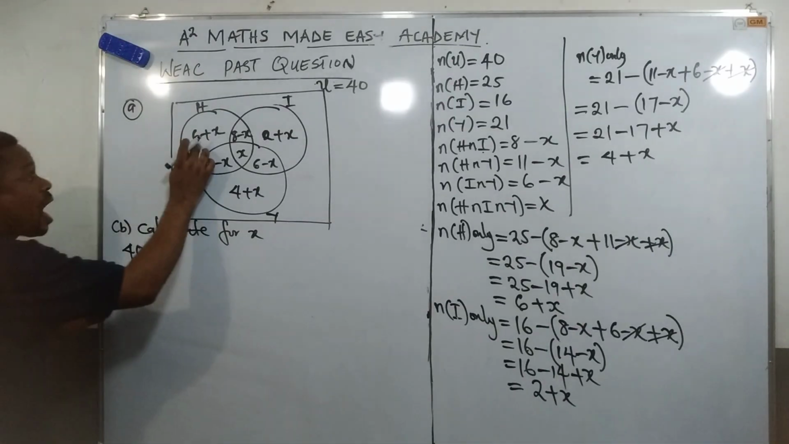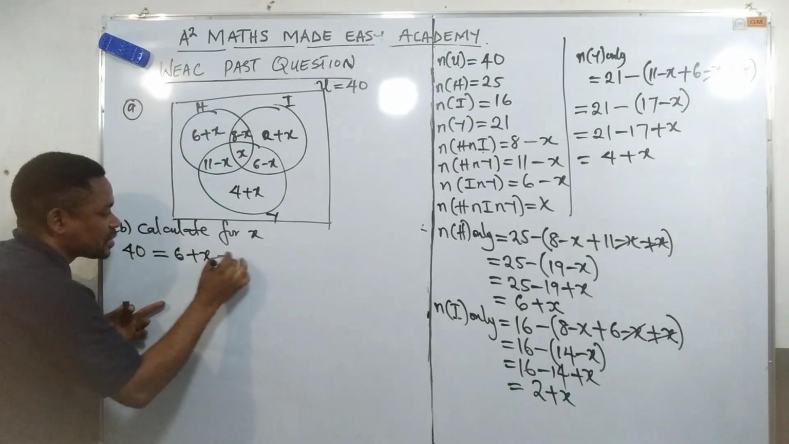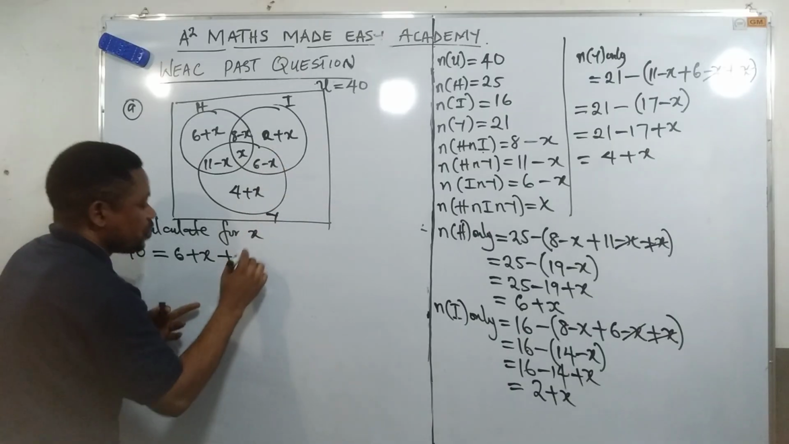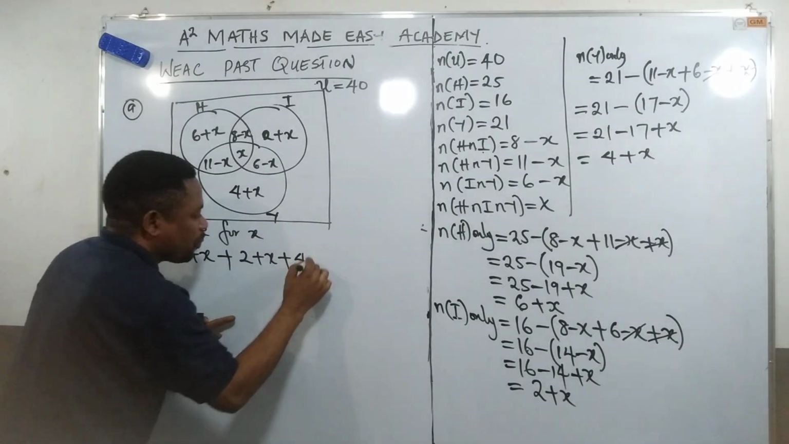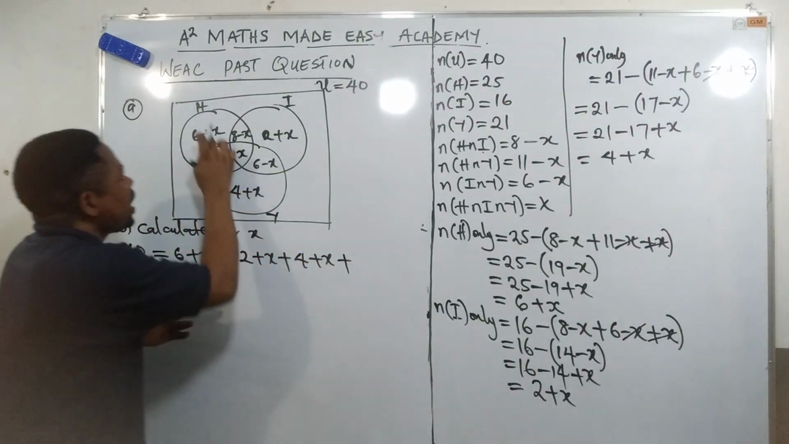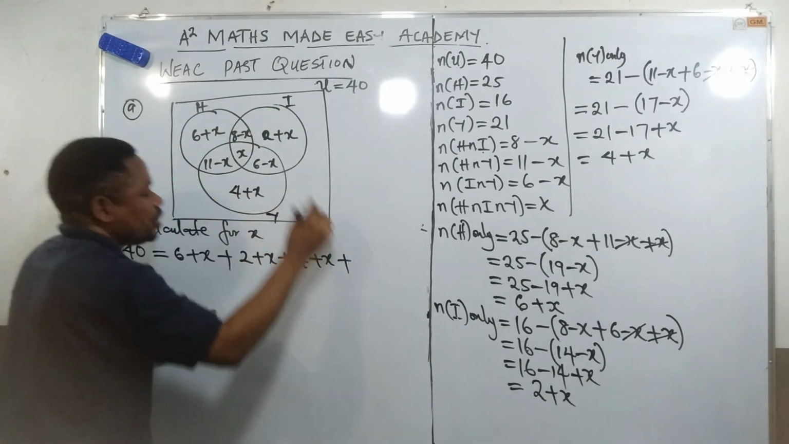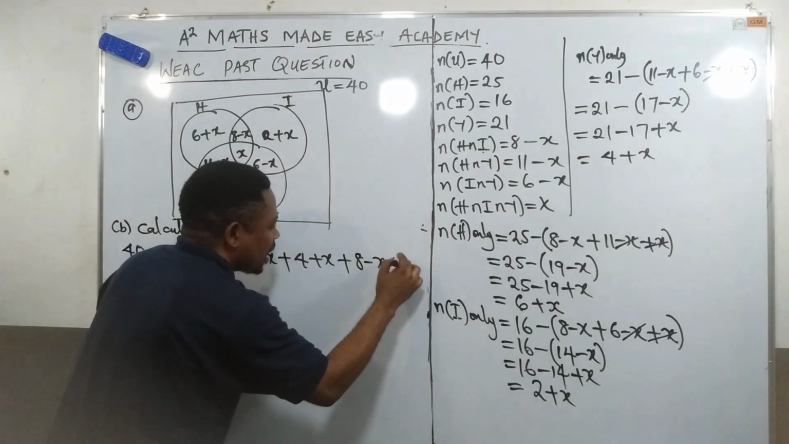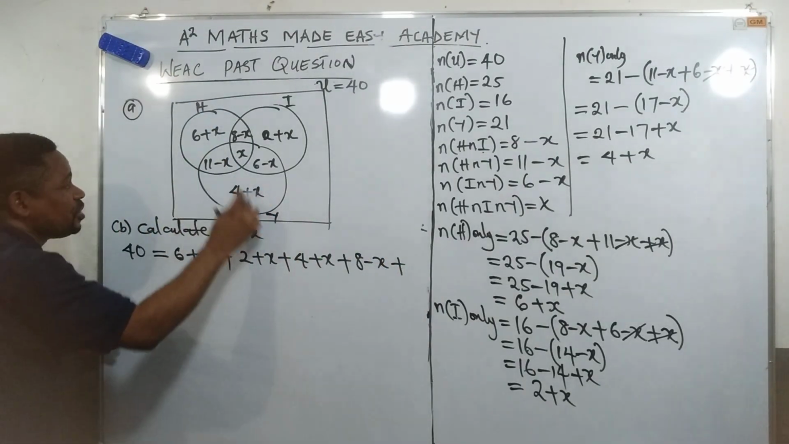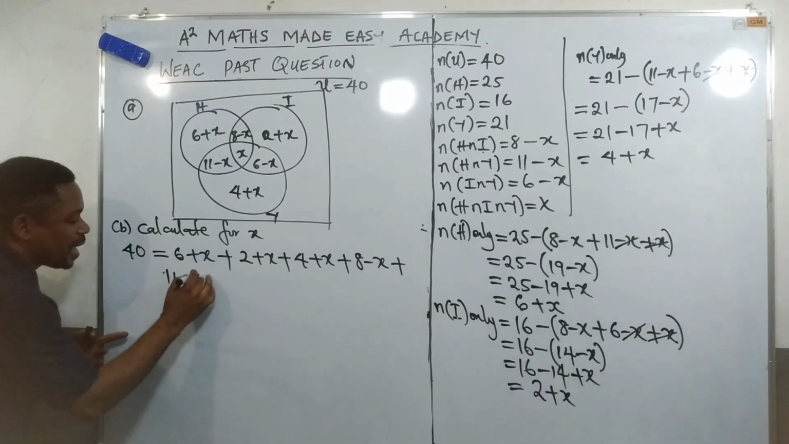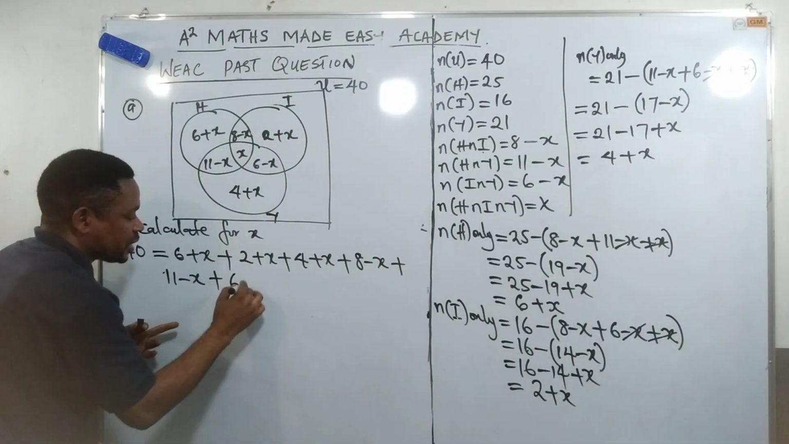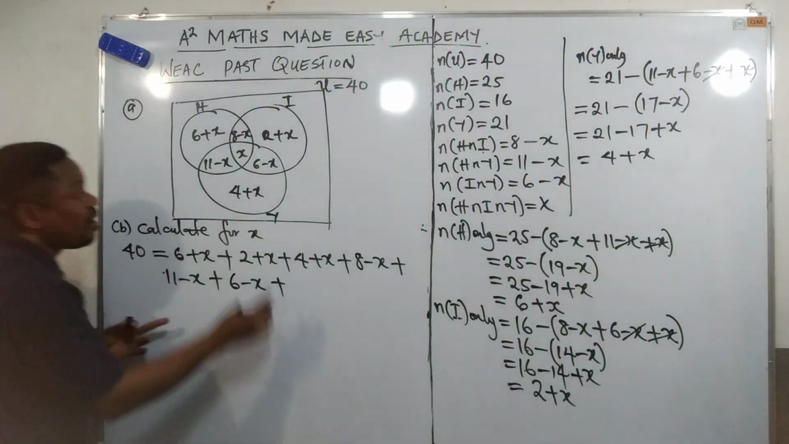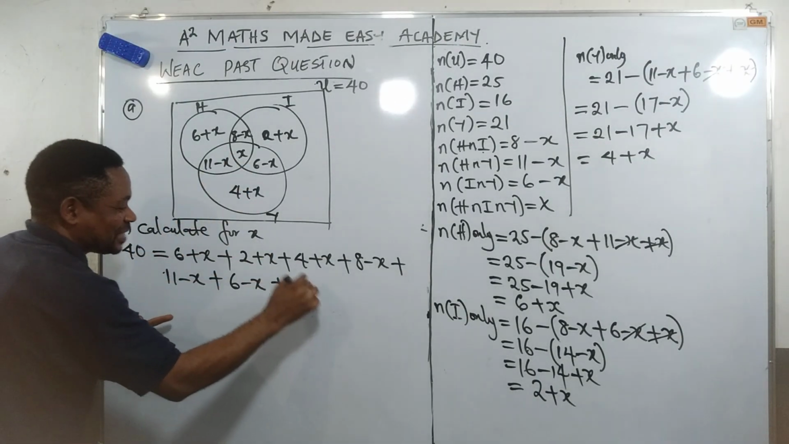Then equal to. Hausa only is 6 plus what? X. I will add. Igbo only, talk to me, is 2 plus X. I will add. Then Yoruba only is 4 plus X. I will add. Then Hausa and Igbo is 8 minus X. I will add. Then Hausa and Yoruba is 11 minus X. Then I will add. Igbo and Yoruba is 6 minus X. Then I will add. Finally is the intersection.